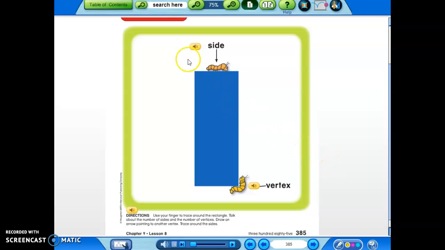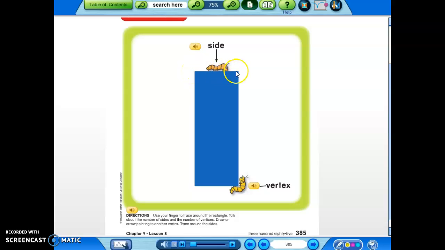So let's look at this blue rectangle on the front of our paper. If you need to take a minute to get it out and get ready, you can. Just hit pause if you need to get your paper out, and then when you're ready to keep going with me, you can hit play. I want you to take your finger and trace around this rectangle. Let's see how many sides. This little orange worm is resting on one of the sides of the rectangle. Let's trace around with our finger and count those sides.